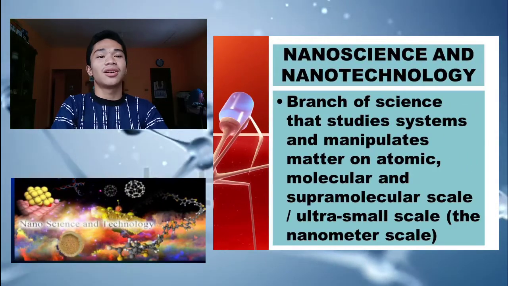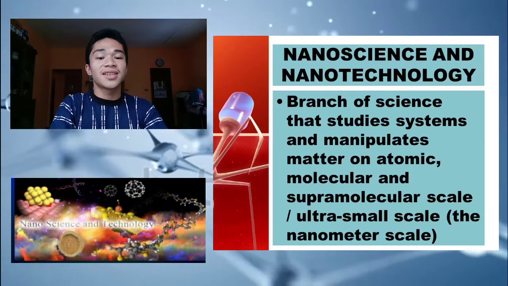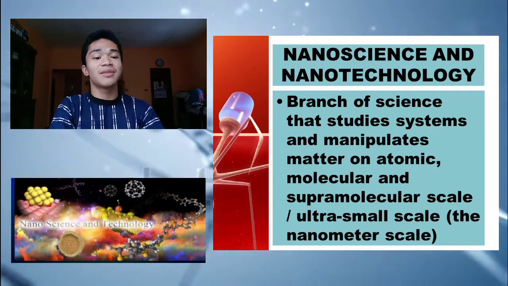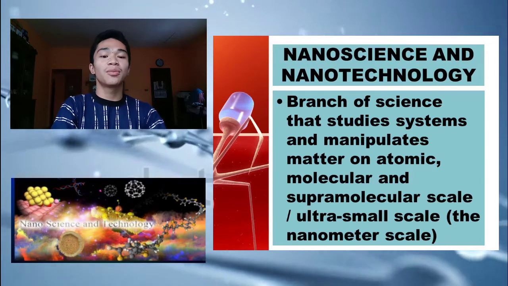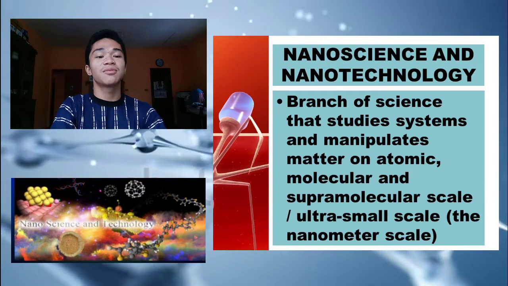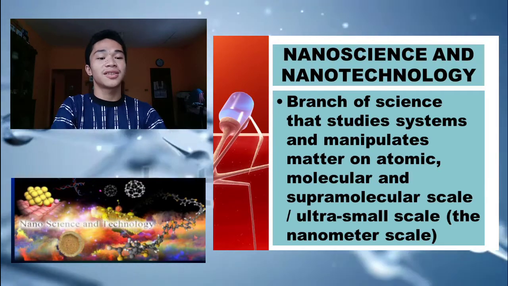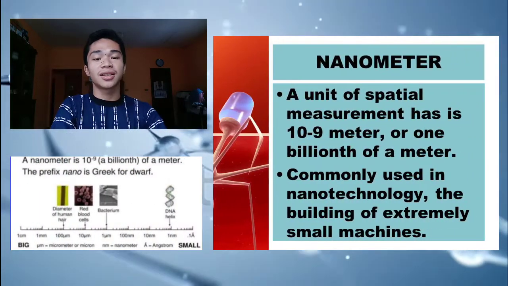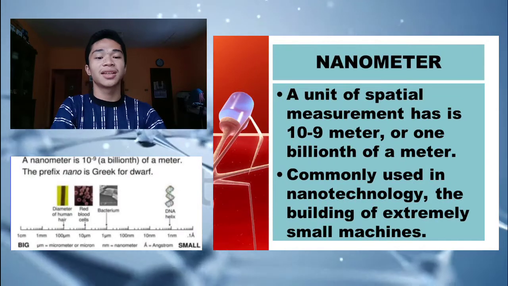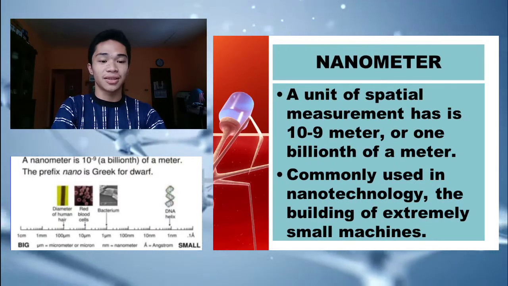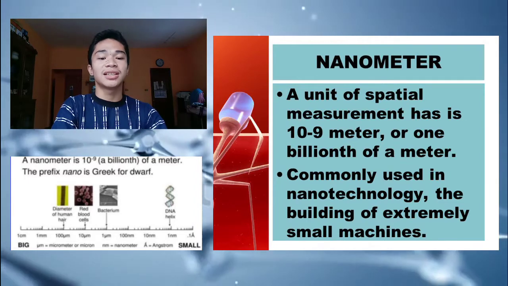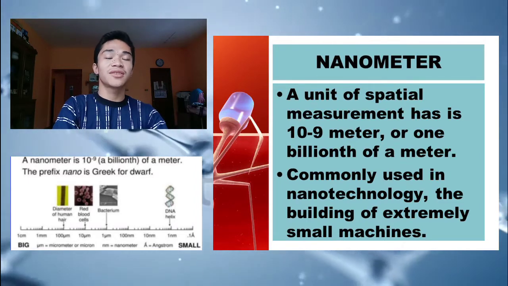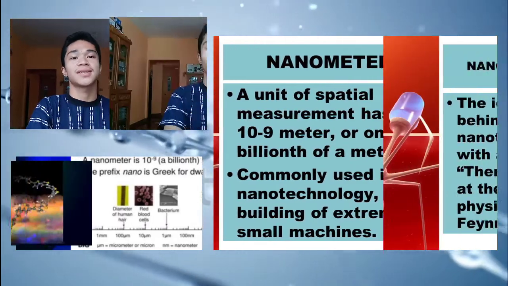Nanoscience and nanotechnology, a branch of science that studies systems and manipulates matter on atomic, molecular, and supramolecular scale, or the ultra-small scale, the nanometer scale. The nanometer is a unit of spatial measurement that is 10 to the minus 9 meter, or one billionth of a meter. Commonly used in nanotechnology, the building of extremely small machines.